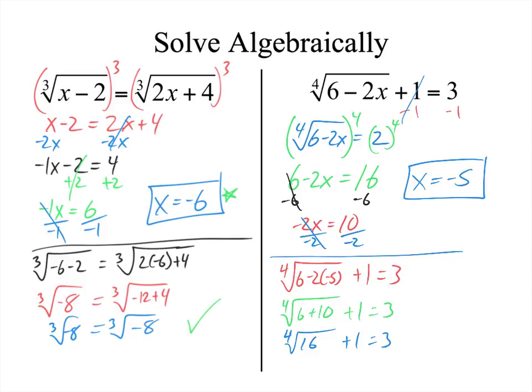Well, you might wonder about the fourth root of 16. So what times itself 4 times gets you 16? And that is 2. The fourth root of 16 is 2. And is 2 plus 1 3? Yes. So my answer is fine. Make sure you check because you can have extraneous solutions.